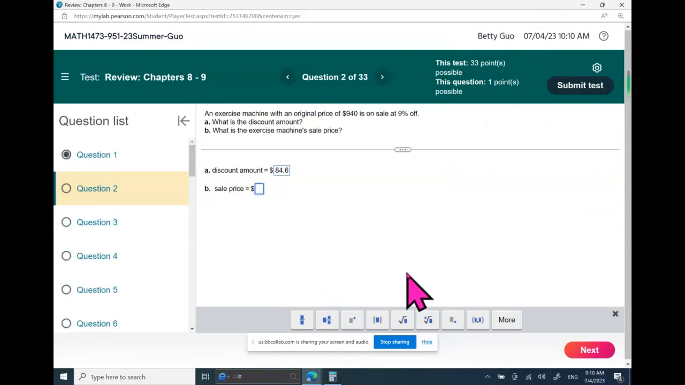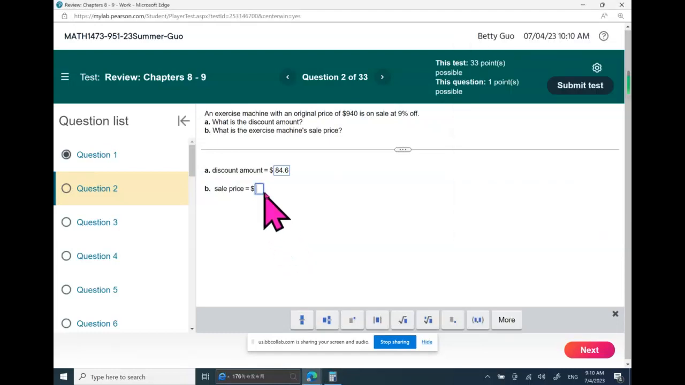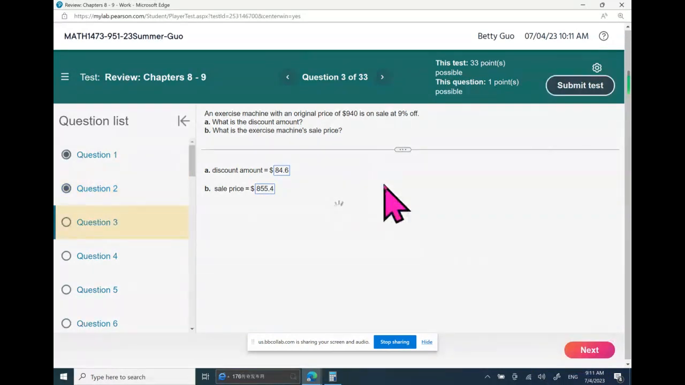Sales price. Since the situation of discount is marked down, earlier, question 1 is marked up, right? This is marked down. So we are going to subtract the discount amount from the original price to have the sales price. So we are going to use the original price, 940, minus the discount amount, 84.6. The difference is $855.40. Okay, and those two amounts add up. If you add up those two amounts, you should have the original price. And that seems right. That's the second question.